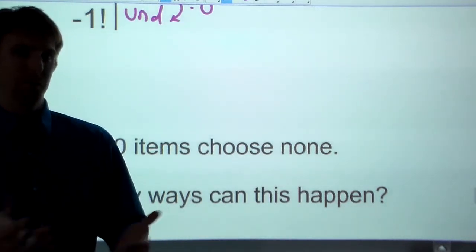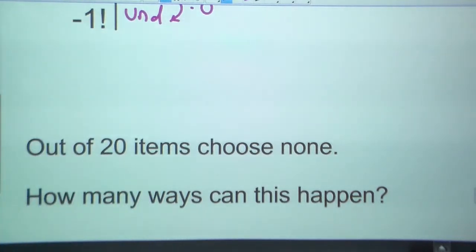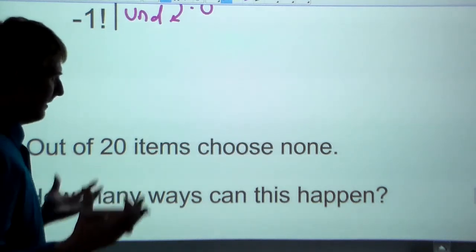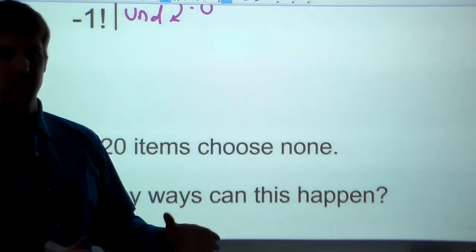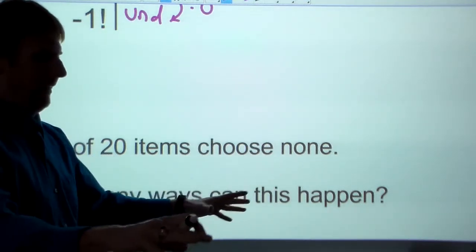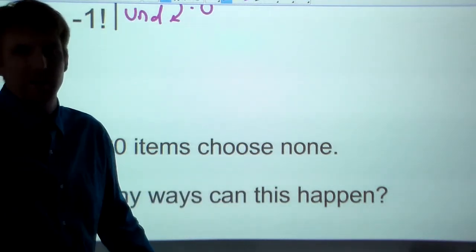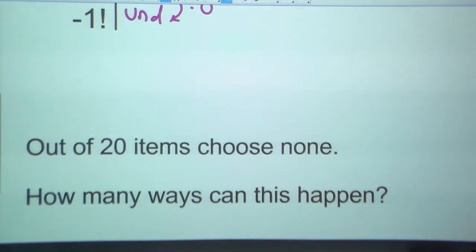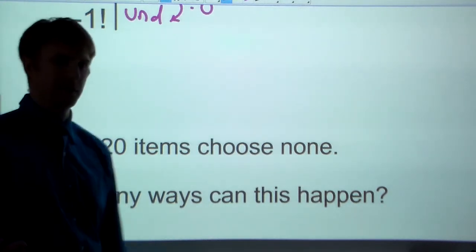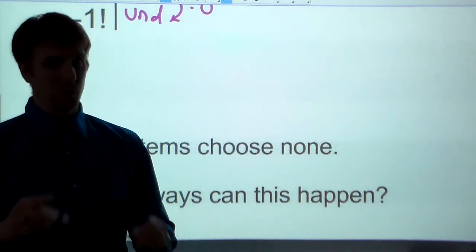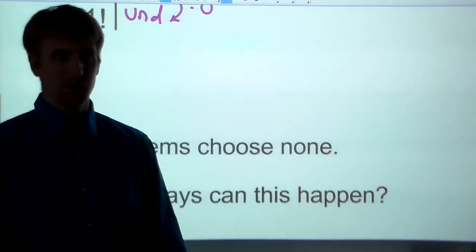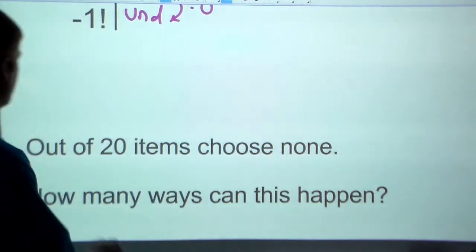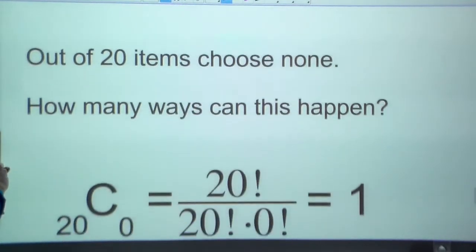And then finally, here's an example that might put it into the formulas we were already working with and show you why it has to be what it is. So out of 20 items, suppose I choose none. I walk up to a booth at an auction or something, and there's 20 things laying there, and I decide I don't want any of them. So how many ways can that happen? When you think about that, there's one way. There's one way I can walk up to a bunch of objects and say, no, I don't want any of them. I mean, there's one way I walk away with nothing.